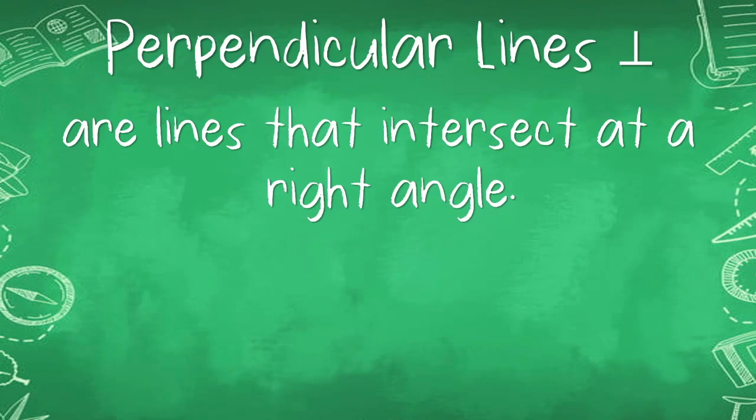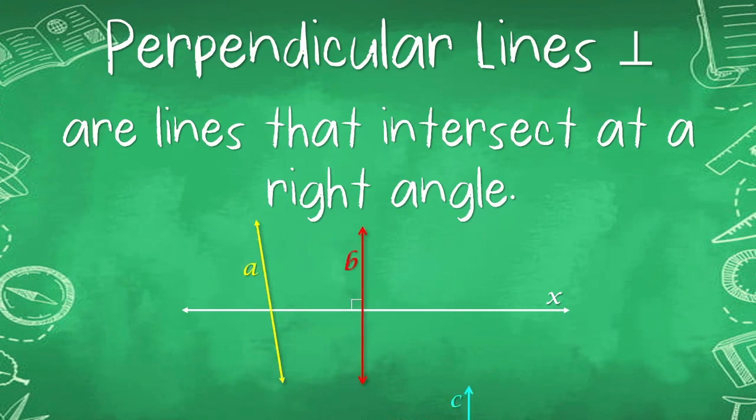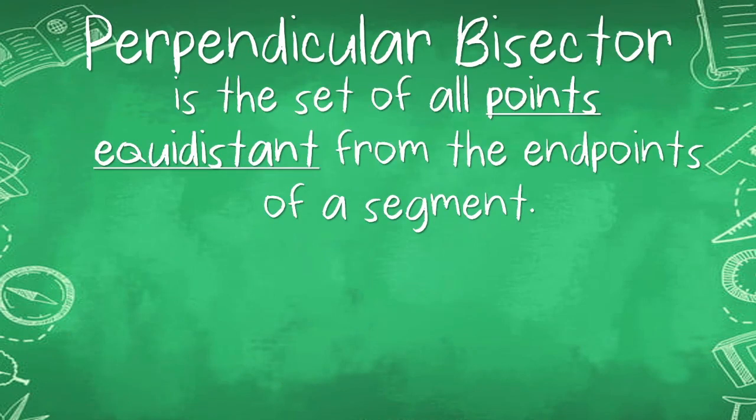Suppose we have line X. Identify the perpendicular lines. We have A, B, and C. Again, identify the line or lines perpendicular to line X. If you answered B and C, then you're right. A line can be a bisector and perpendicular to a line or segment at the same time. We can call it a perpendicular bisector.